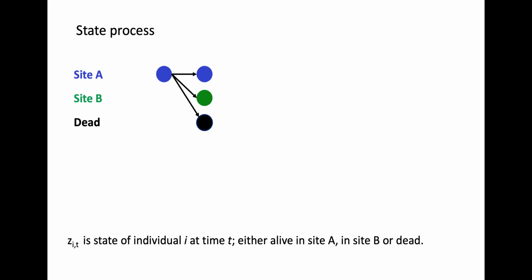And it's latent, as before, because we know its values only when individuals are seen or detected. Otherwise, you don't know whether an individual was alive or dead when it gets undetected.